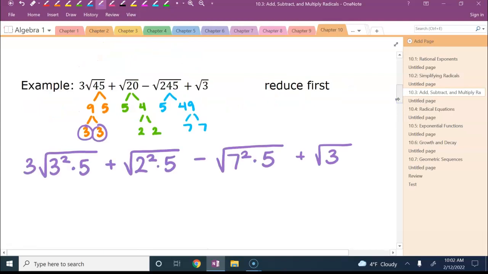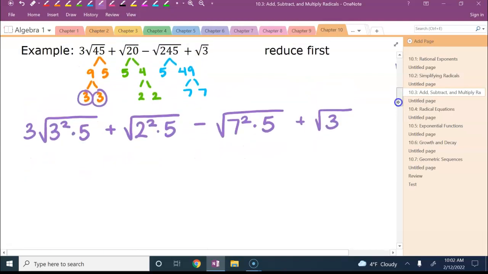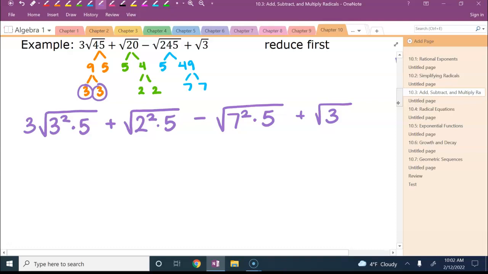So now what I'm going to do is break these out, start taking out my groups of 2, and see what I'm left with. When I take out the 3 squared on this first one, because there's already a 3 here, when this 3 comes out, you're going to have to multiply it with the 3 sitting in the front. So this is going to become 9 square root of 5, because you can't do anything with the 5 since it doesn't have a group of 2.